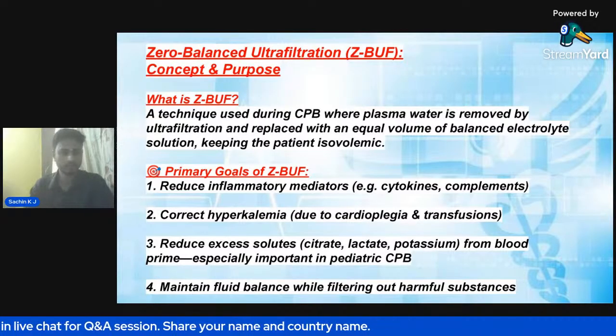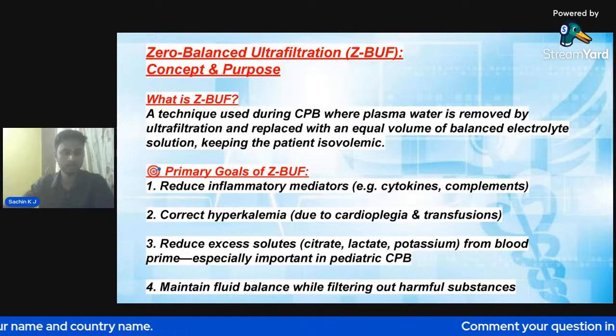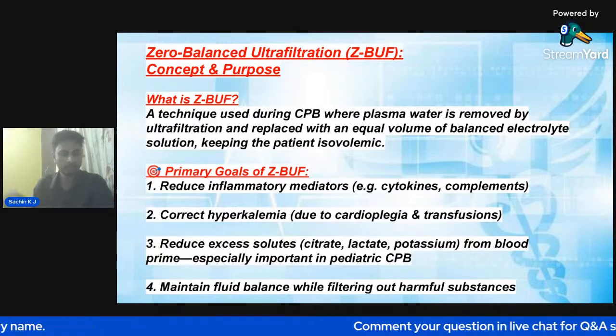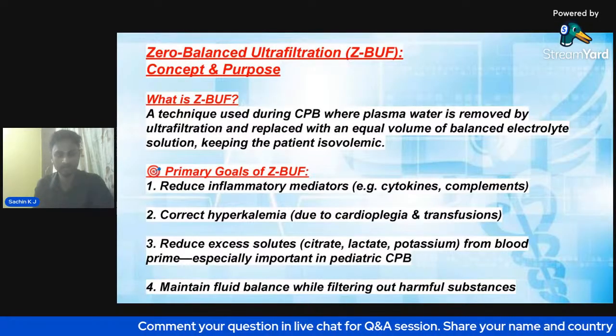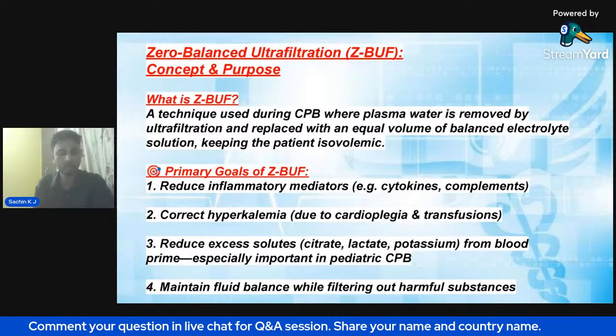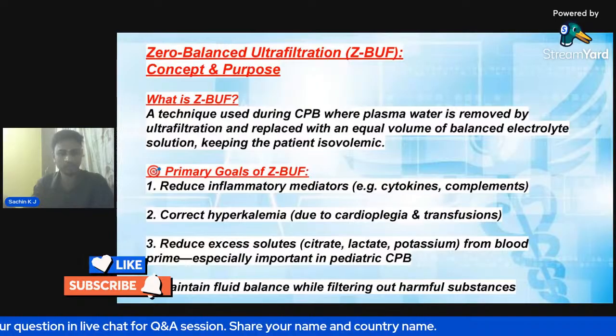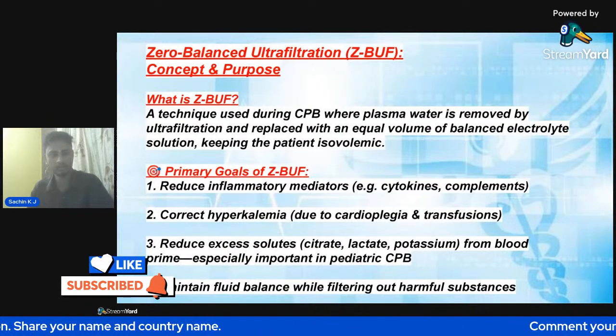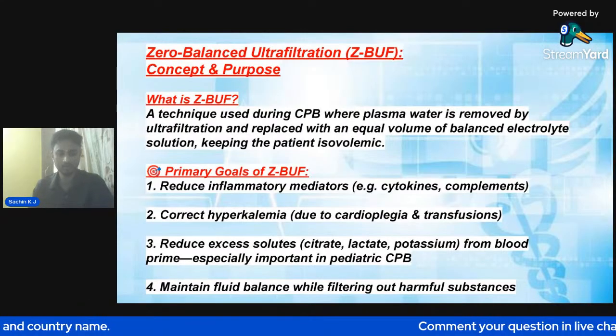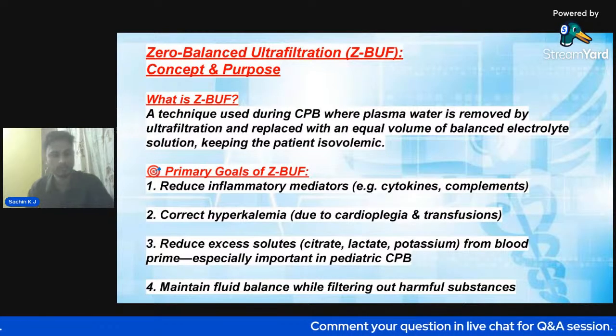If the reservoir volume is 600 ml, we'll keep 600 ml only. Whatever additional fluid we add, we'll remove. For example, if we add 50 ml of Plasmalyte into the reservoir, the reservoir volume will become 650, so that 50 ml only we should remove. This is called zero balance ultrafiltration. Whatever fluid we are adding, that should be balanced.